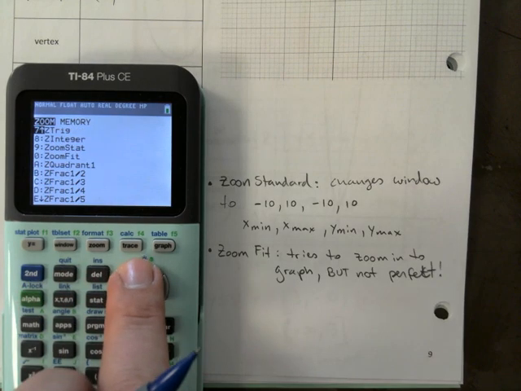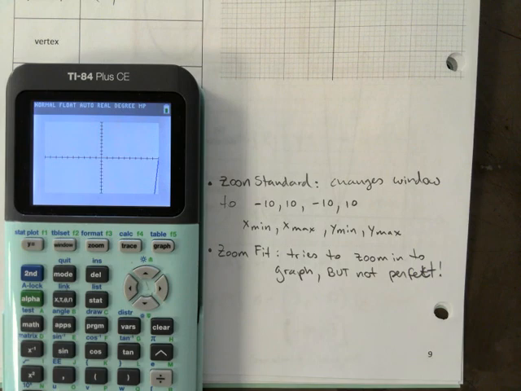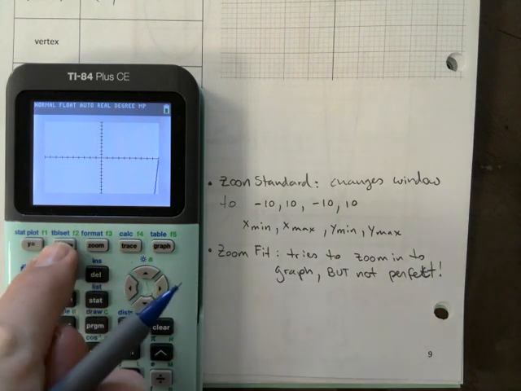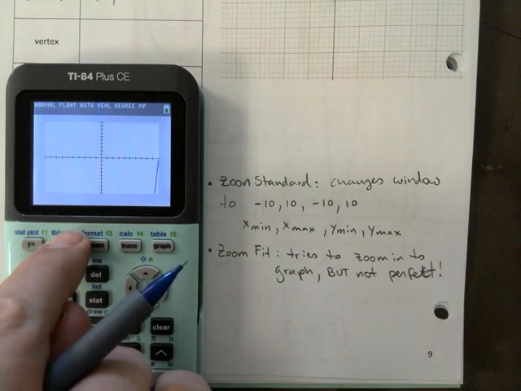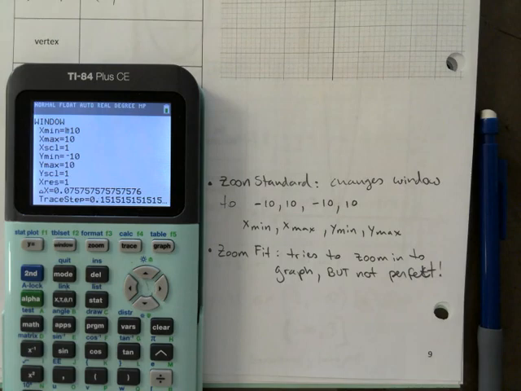Don't do zoom fit just yet. If you did zoom fit, just do a zoom standard again so that we all are looking at the same graph. Zoom standard. Let's press the window button. It's not working? I'll come and see you. Press the window button. Do you see the X min, X max, Y min, Y max?